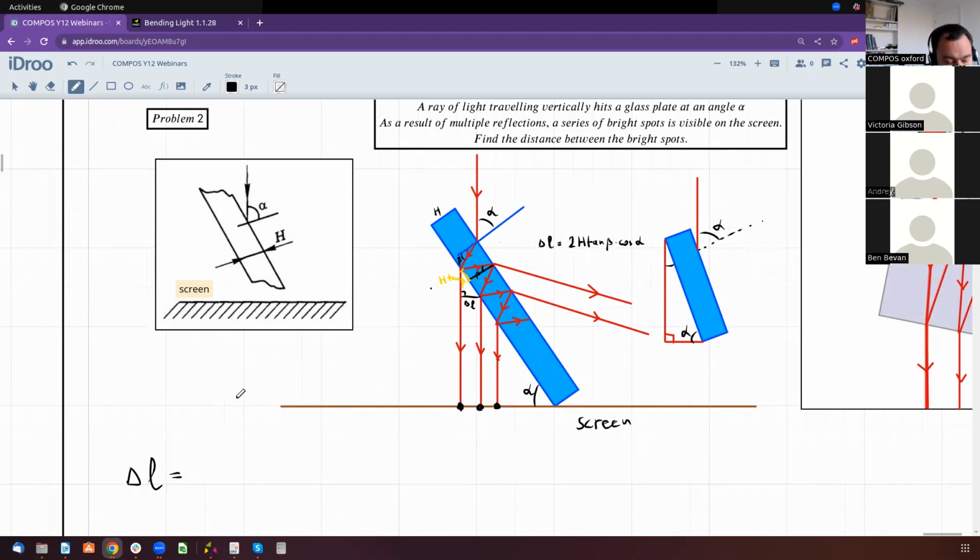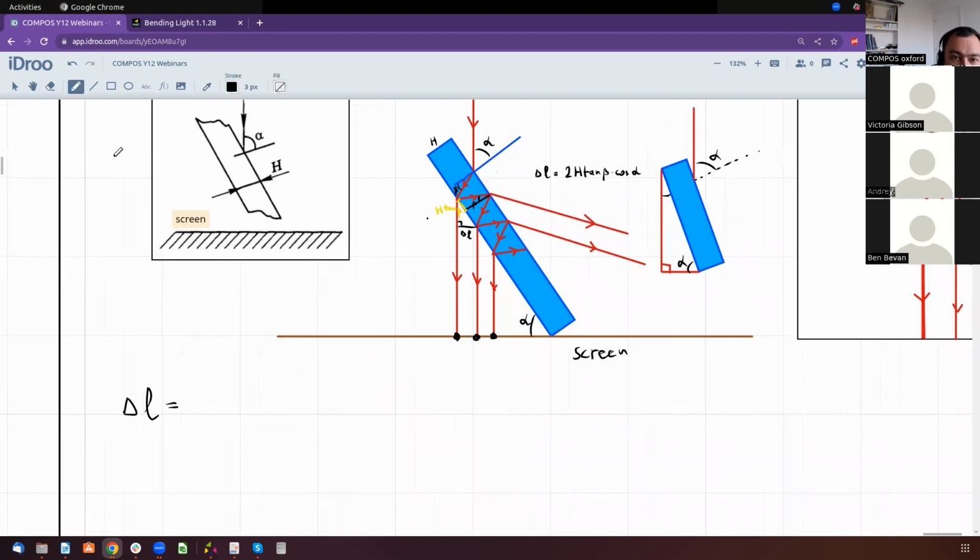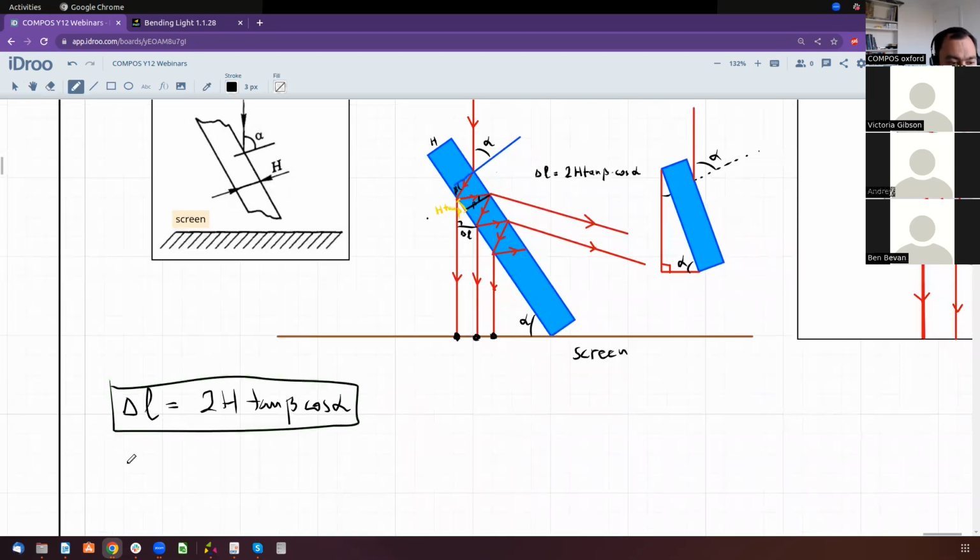So we've established that delta L is 2h tan beta cos alpha. Now, we know h, we know alpha, we don't know beta. So sine alpha divided by sine beta is n, the refractive index of glass. That's Snell's law.